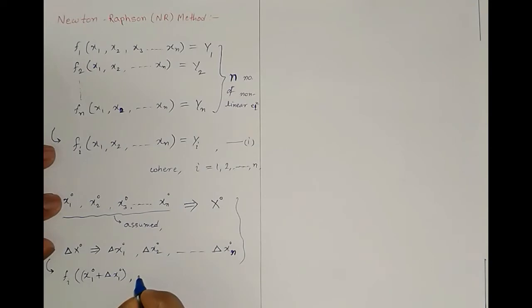Similarly x2(0) plus delta x2(0), and so on, xn(0) plus delta xn(0), and by putting these corrected values we will now get yi.